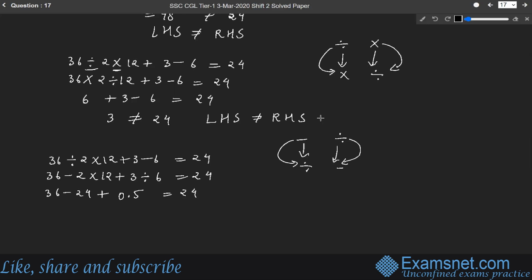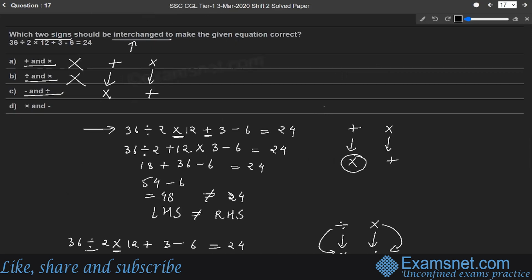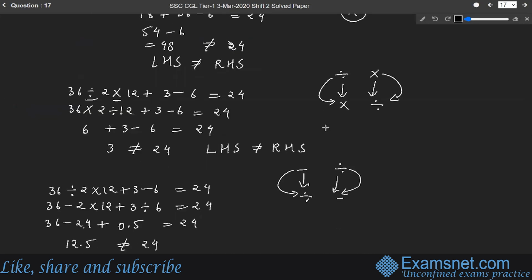So let us check it. 36 minus 24 plus 0.5 will be equal to 12.5. Again, it is not equal to 24. So the left hand side is not equal to the right hand side. Therefore, the third option is also incorrect. Now let us check for the last option, which is multiply and minus.